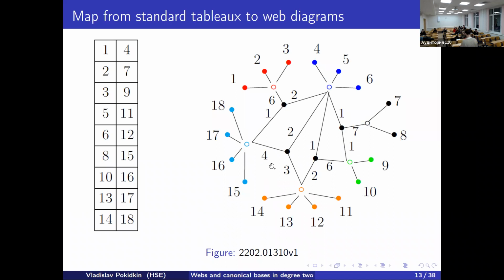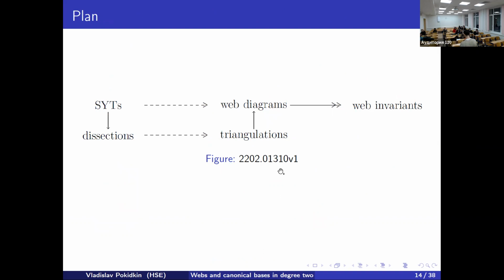So let's build a link between this polygon and this invariant. That's our goal. How do we do this? Let's consider a standard Young tableau. Via the Catalan bijection, we build some dissection of a polygon. We extend this dissection to a triangulation, and then build a web diagram. It's just a scheme of what we want to do. And from the web diagram, we can get web invariants. So let's start.